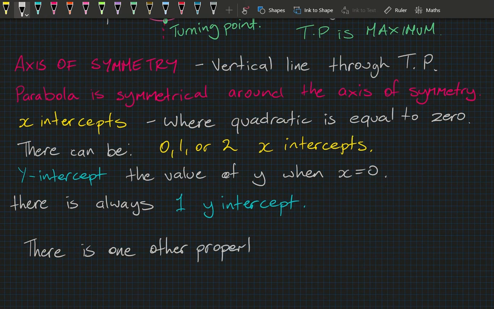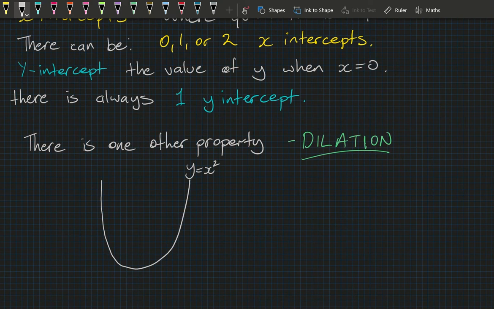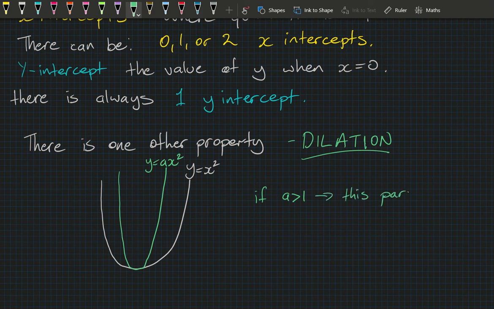there's one other property, and that's called dilation. Now we didn't demonstrate that in the last applet, so let's assume that if I could draw that, this parabola here is y equals x squared. Then if we have some value of a that's greater than 1, then the parabola y equals a times x squared will be thinner than the original parabola.